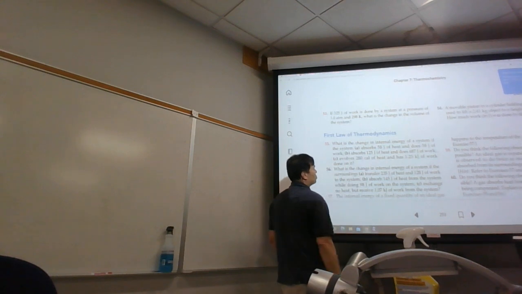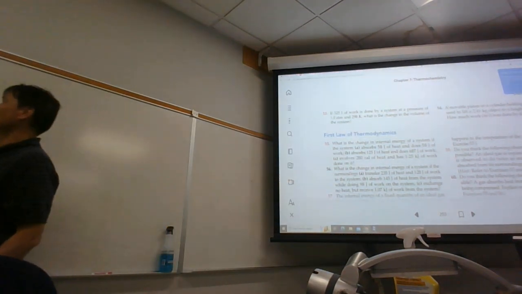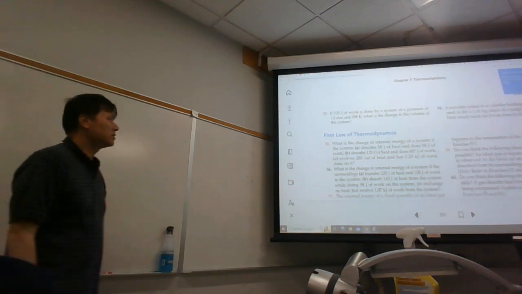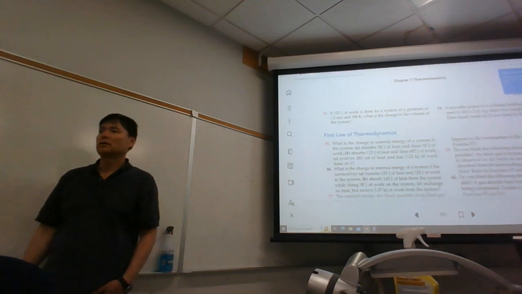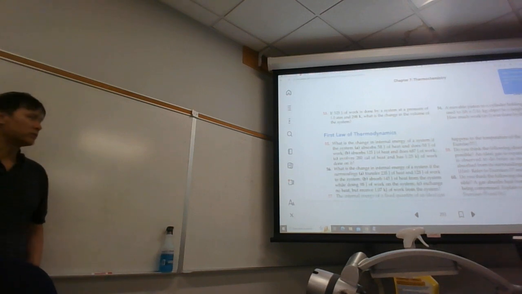B, absorbs 125 joules. Absorbs 125 joules, that's plus 125 joules of heat. And does 687 joules of work. It's going to be plus a minus 687. And so the delta U is going to be negative. The internal energy is going to go down.